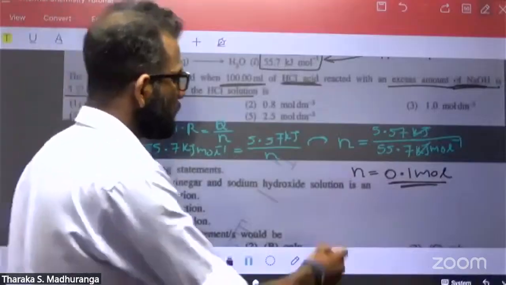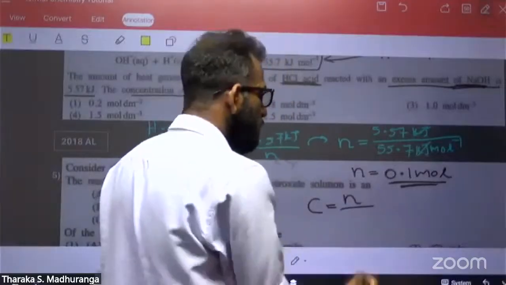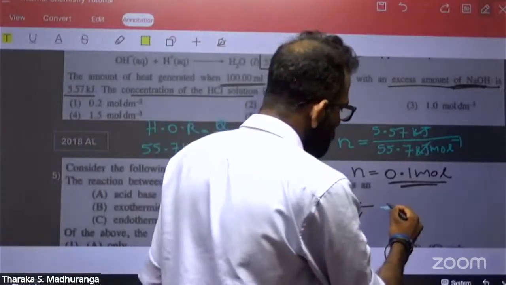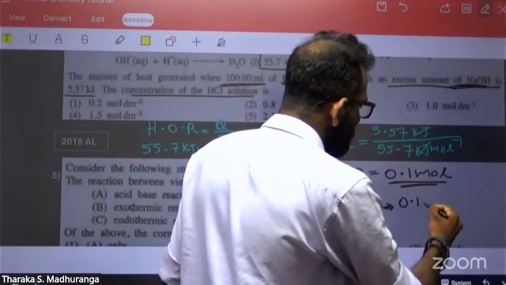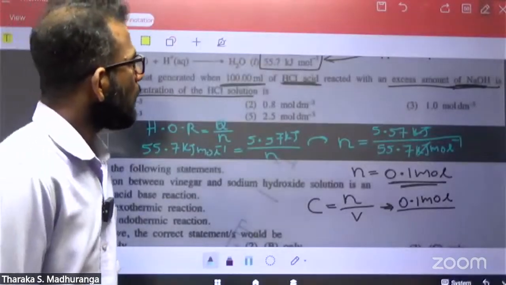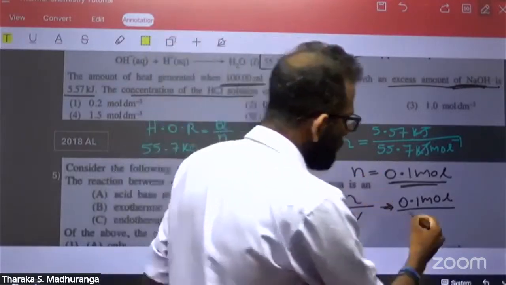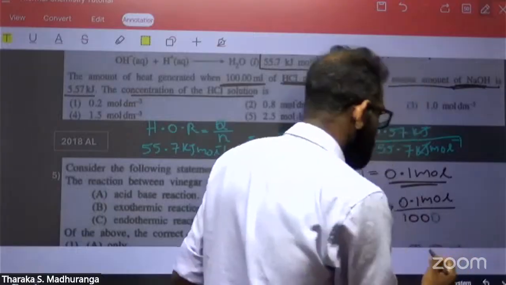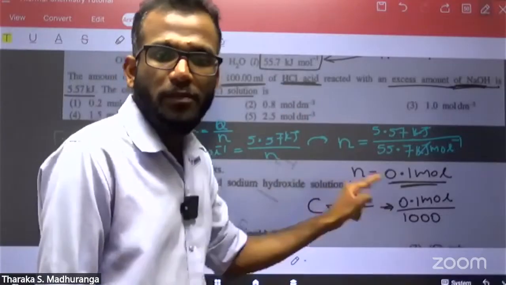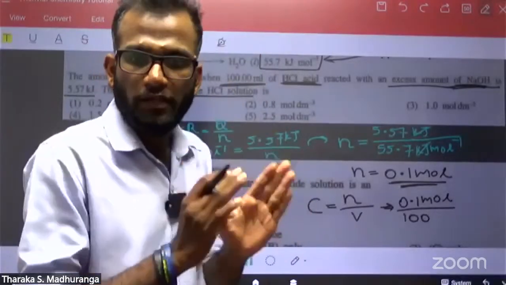Now I am going to get the concentration equation. The concentration equals number of moles divided by volume. The number of moles we found is 0.1 moles. So 0.1 moles divided by, how about the volume? The volume is given as 100 milliliters. How do you convert 100 milliliters into cubic decimeters? The standard unit is cubic decimeter.